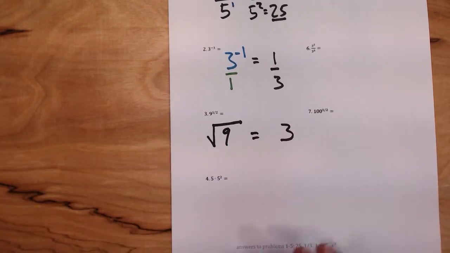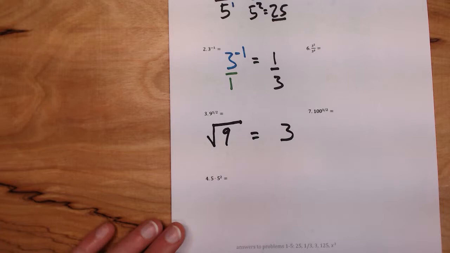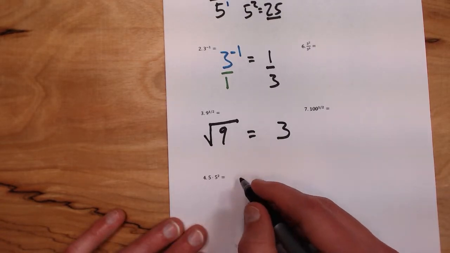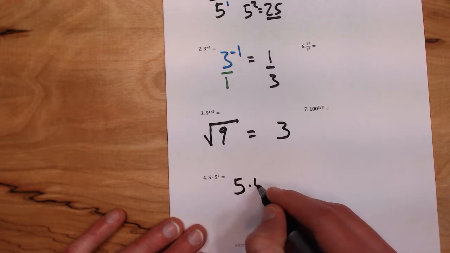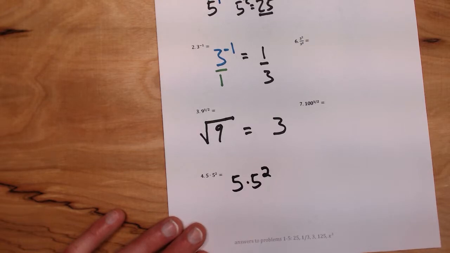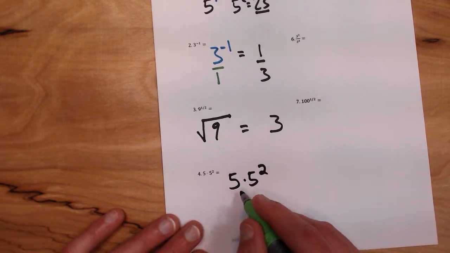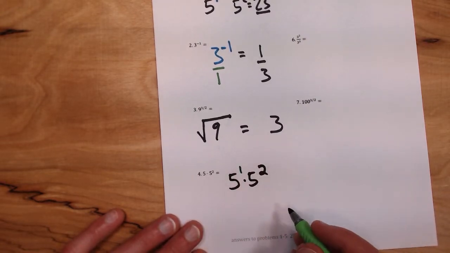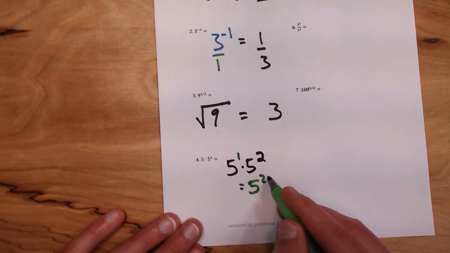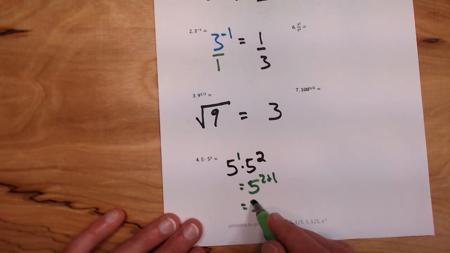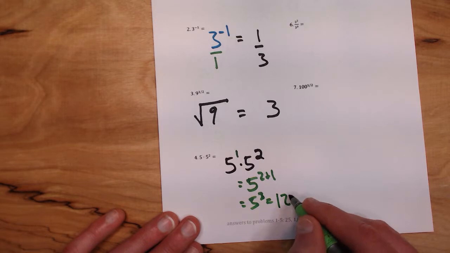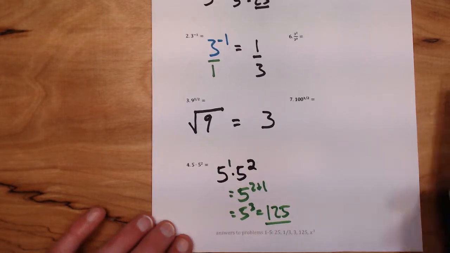Okay, number 4. Here I have 5 times 5 squared. I'll do it on the calculator in a second, but I want you to know that if I have the same number, or the same base, times itself with different powers, the powers are going to add together. So remember, there's kind of an imaginary 1 there. So what I get is 5 to the power of 2 plus 1, which is 5 to the third, which is, if you put it in your calculator, 125. So that's the right answer, great.